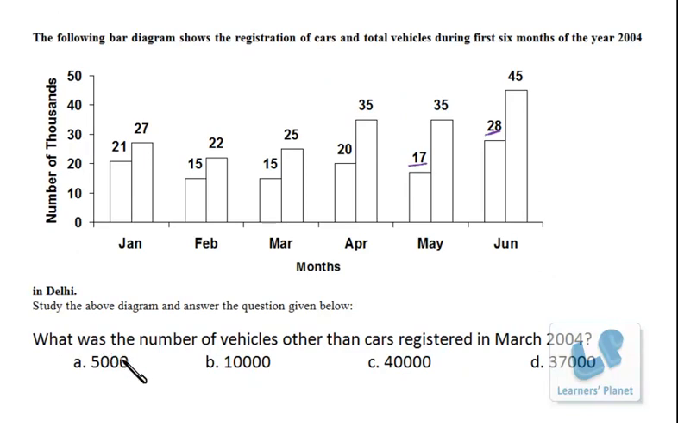Now it's a very simple question. What was the number of vehicles other than cars registered in March 2004? Now in March 2004, cars are 15,000 and the total vehicles are 25,000. So the difference is 10,000, right? As simple as that. No need to go for any sort of paperwork. Okay.